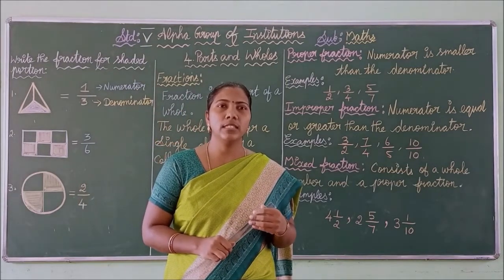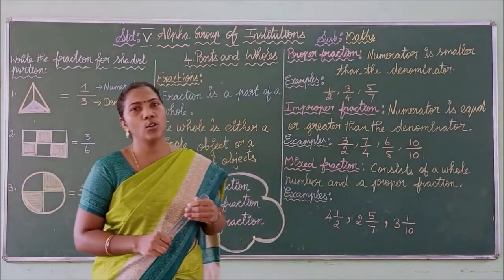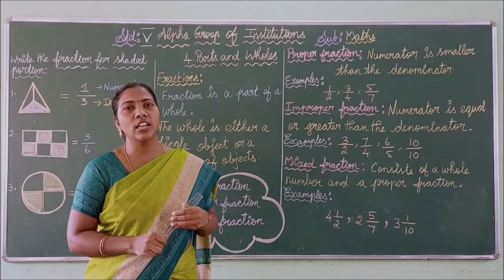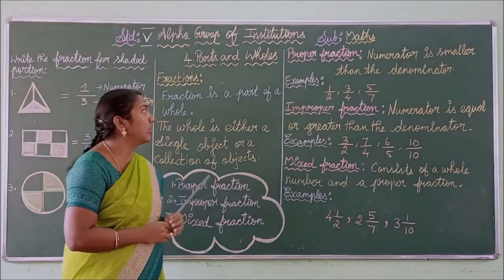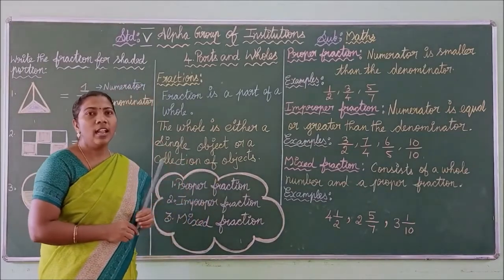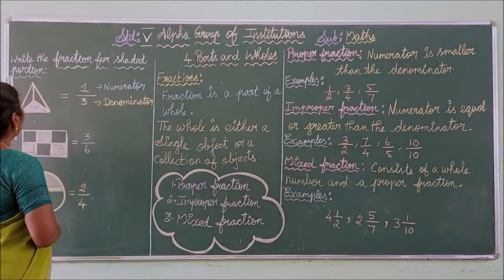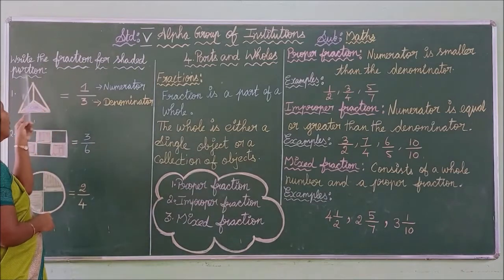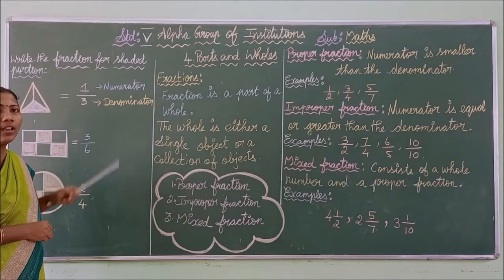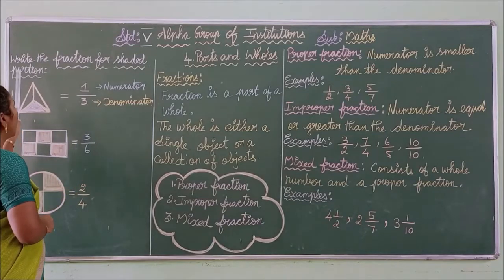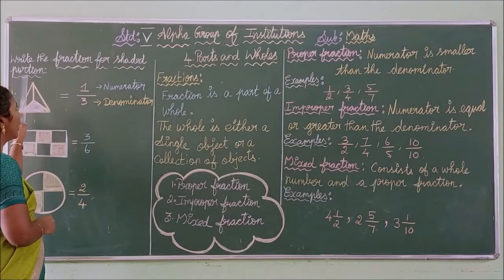Which chapter are we discussing? Parts and wholes. Okay. In the last section, we discussed fractions. What is meant by fraction? Before seeing this definition, let us do this. Write the fraction for the shaded portion. That is what we already said; once again we are recalling it. Write the fraction for the shaded portion.